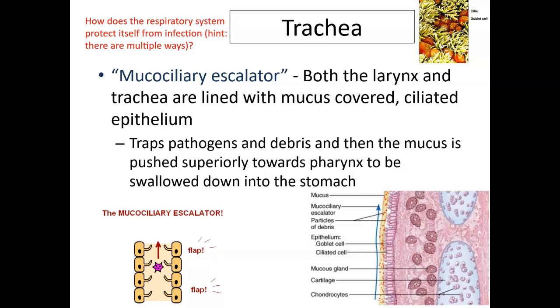The mucociliary escalator is a mechanism by which pathogens and particles are trapped in the mucus, which is then pushed upward towards the pharynx so it can be swallowed into the stomach instead of breathed into the lungs. Studying both of the illustrations on the slide should be helpful to understand this process.